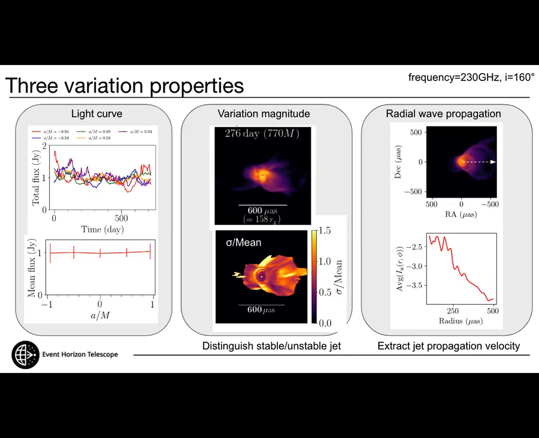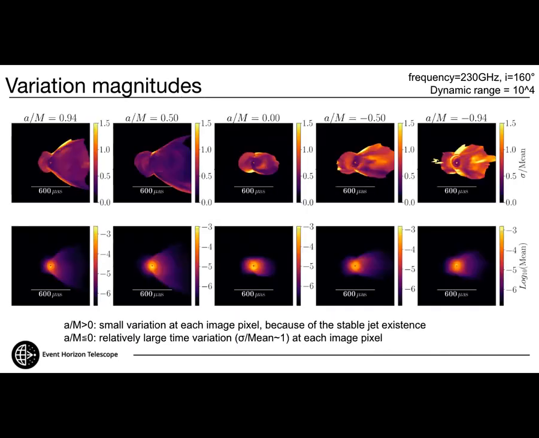And if we focus on the radial intensity distribution, we can exactly see the variability and wave propagation of each other. So we would like to focus on these two, spatial variability and wave propagation, and check each other. The top panel shows the standard deviation over mean values coming from the five different geometry movies, and the bottom panel shows mean images for different spin cases.